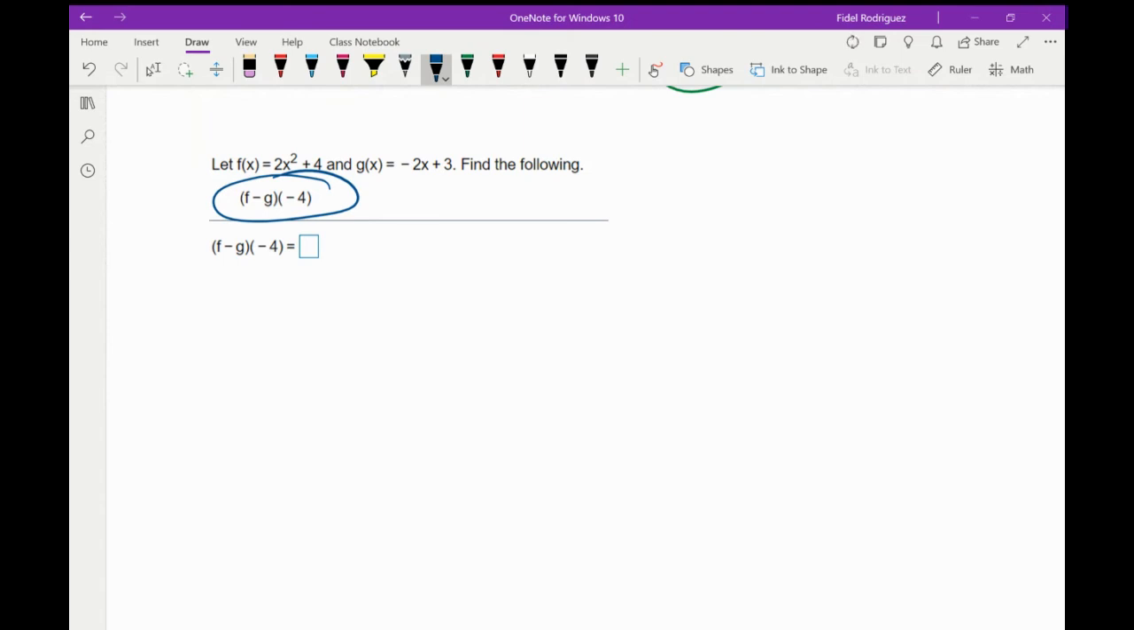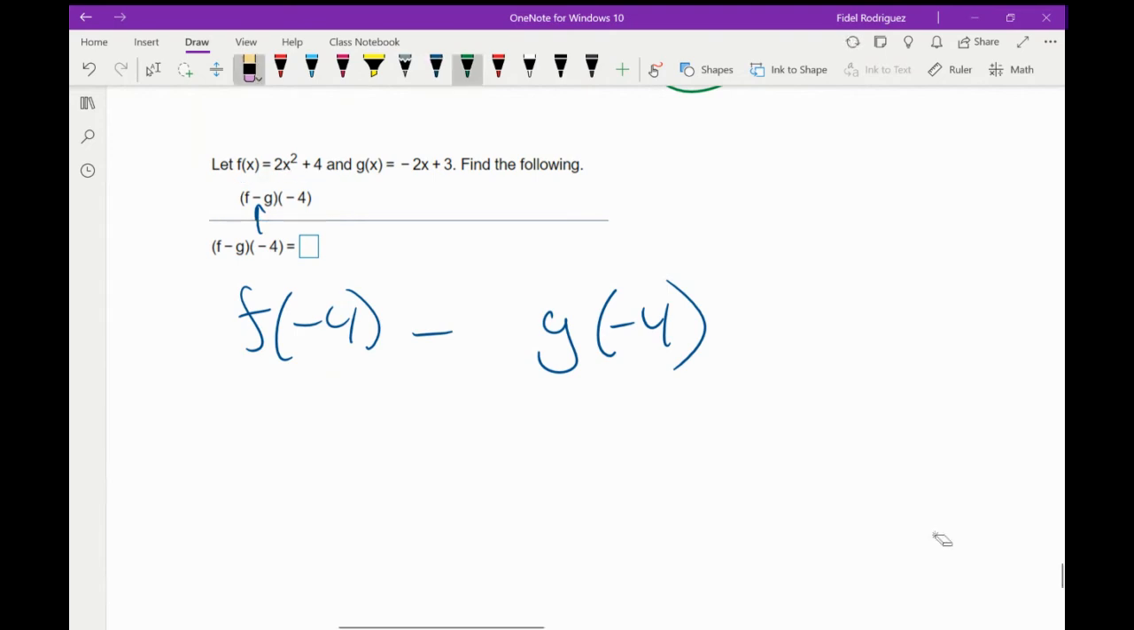We're trying to find (f minus g) of negative 4. This means we're going to find f of negative 4. We're going to find g of negative 4. Look what's in the middle. There's a minus sign, so I'm going to put a minus sign there. Okay. All right, let's do this. f of negative 4 means I'm going to come back to this problem right here.